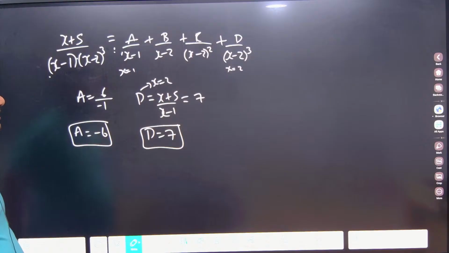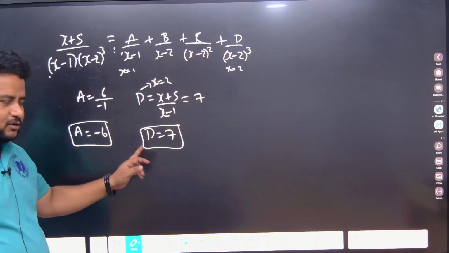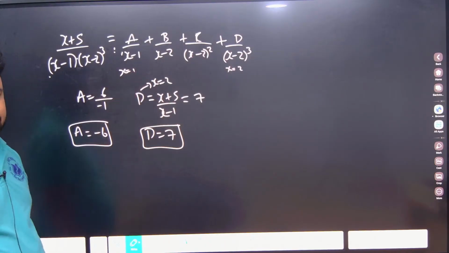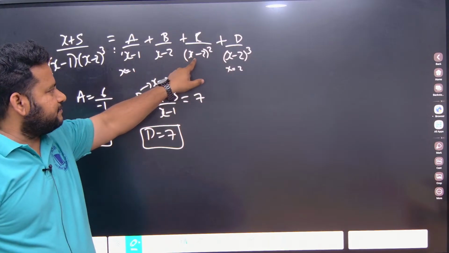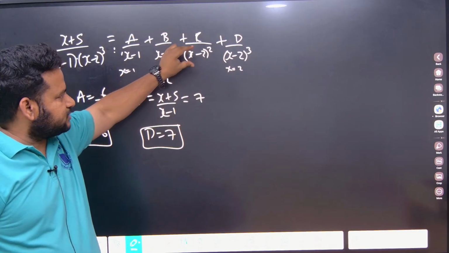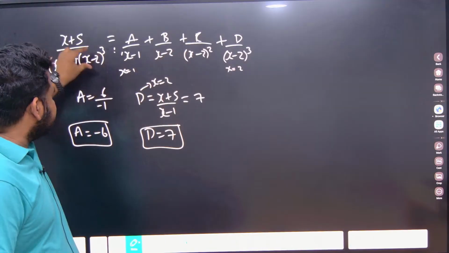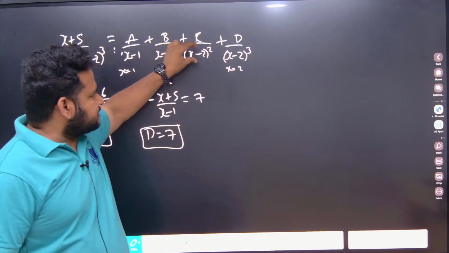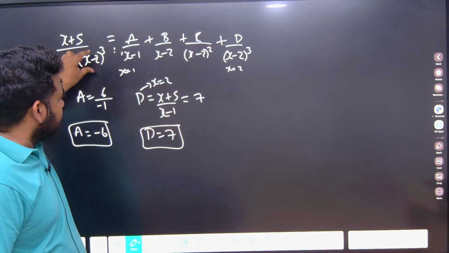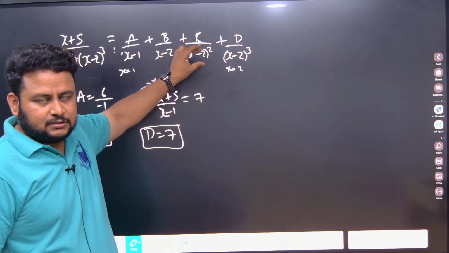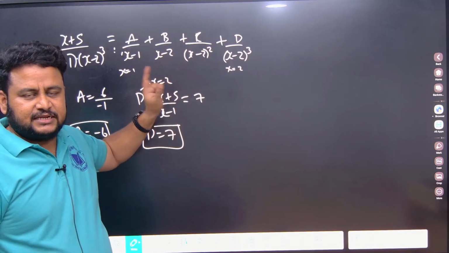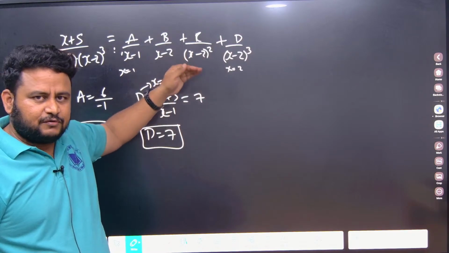Now see here, I got A and I got D. I have to find C and B. Under C I am having x minus 2 whole square, but the highest power here is 3, x minus 2 whole cube. Between 3 and 2 there is a difference of 1, so you have to decrease by 1.